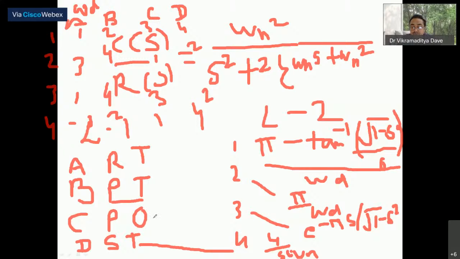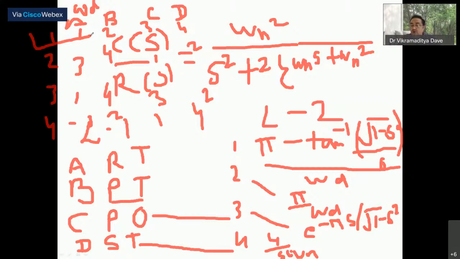Another is peak overshoot. Peak overshoot is e raised to minus pi delta upon root of 1 minus delta squared. And then comes the peak time. Peak time is nothing but pi upon omega d, and the rise time is pi minus tan inverse of this. So your first option is the correct option. You can mark it as the answer.